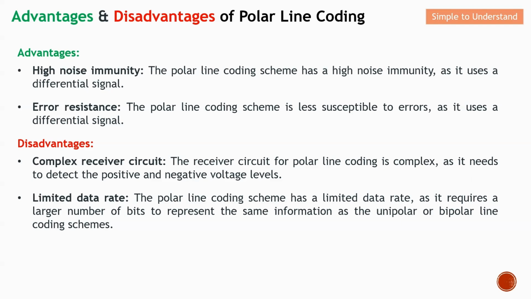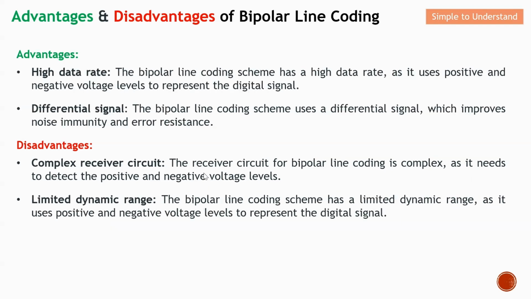Last but not least, bipolar line coding. Again, there will be advantages and also disadvantages. Let's come to the advantage first. This is able to support a high data rate. The bipolar line coding scheme in fact has a high data rate as it uses positive and also negative voltage levels to represent the digital signal.